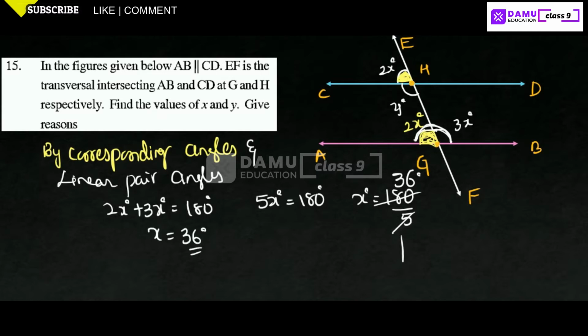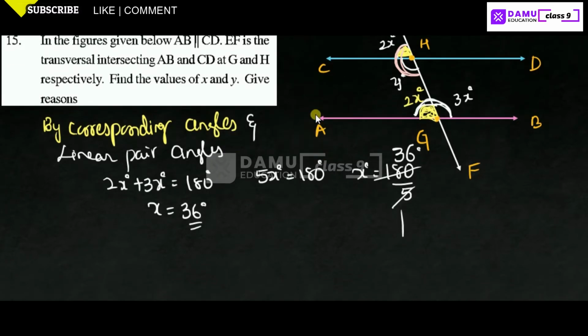Then what is y degrees? Here 2x plus y will make one more linear pair. Then from linear pair, 2x degrees plus y degrees will be equal to 180 degrees. Or you can make it like this here also: y degree and y degree will be corresponding. Then 2 into x, where x is 36 degrees, plus y degrees will be equal to 180 degrees.